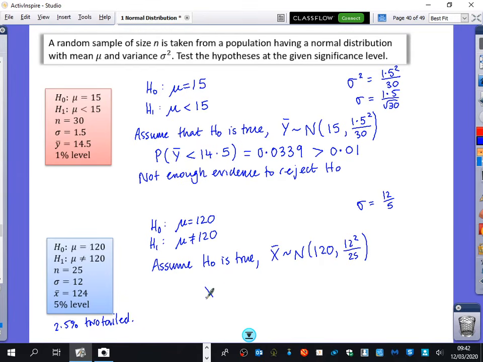Then I'm going to find out what is the probability that my x bar is bigger than 124. The reason I'm concerned about it being bigger is because the average is 120. I've got 124, so I want to know, what's the probability it was 124 or even bigger? It's always more extreme in the direction that we've got, okay? So I'm going to come back to my calculator now.